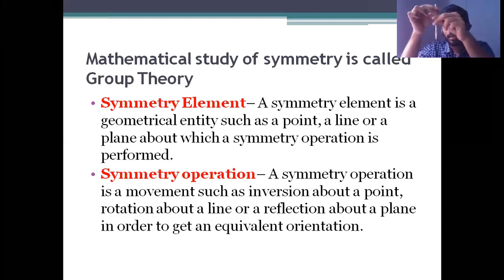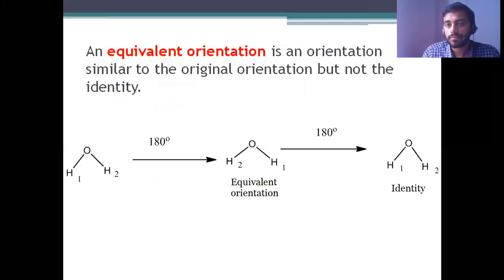And the rotation about a line, this is the rotation. And the reflection about a plane, this object can be reflected into two equal halves, and so on, in order to get an equivalent orientation. So we got the idea of symmetry element and symmetry operation, and lastly we have to take equivalent orientation. What is an equivalent orientation? An equivalent orientation is an orientation similar to the original orientation, but not identical. We can see an example, H2O. The second figure indicates an equivalent orientation, and the third figure indicates an identity. Identity means the original image itself.